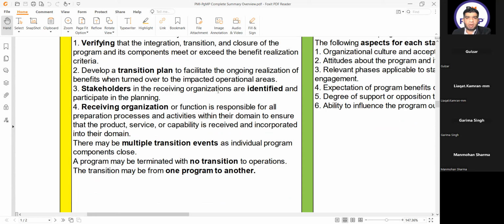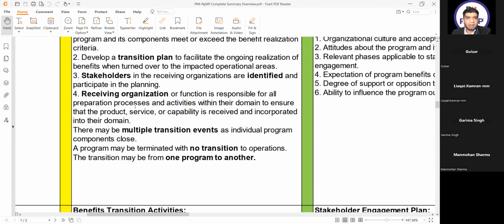Stakeholders in the receiving organizations are identified and participate in the meeting, in the planning. The receiving organization or function is responsible for all preparation processes and activities within their domain to ensure that the product, service, or capability is received and incorporated into their domain.